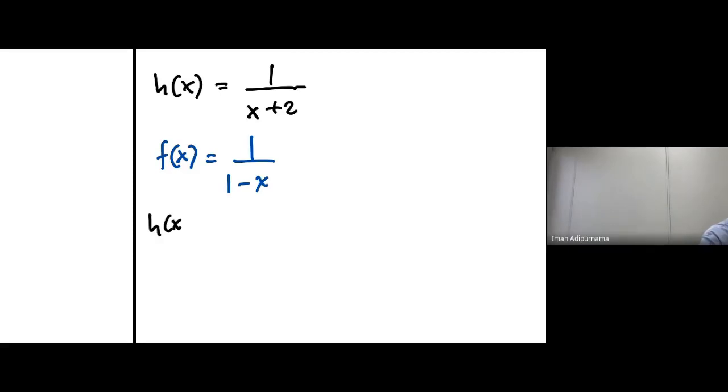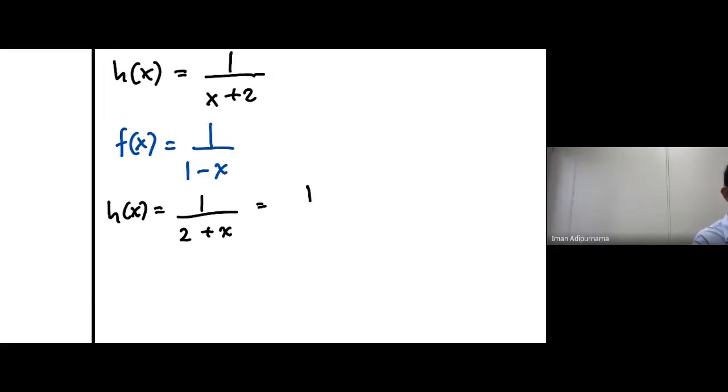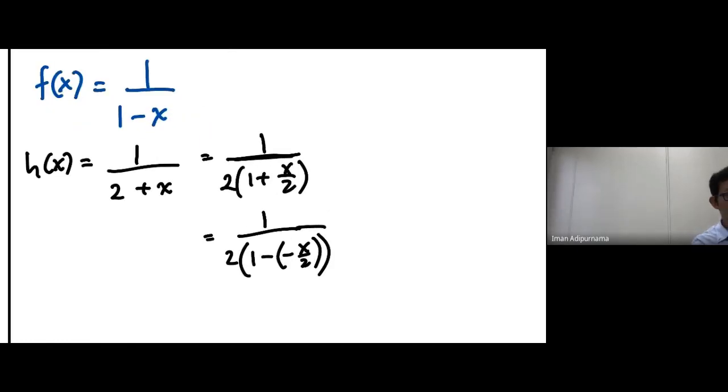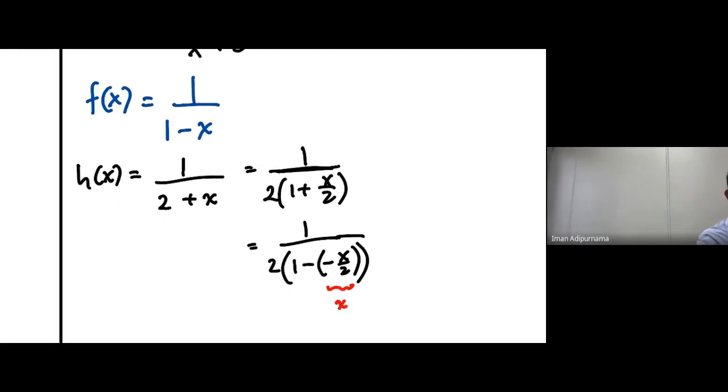So from the h, let me write 2 at the left side, and then let me write 2 as a factor. So I factorize 2, so this 1 plus, and then 1 minus x. Okay, so at least this is the x, right, from this one. So 1 minus x. So this is already the form.